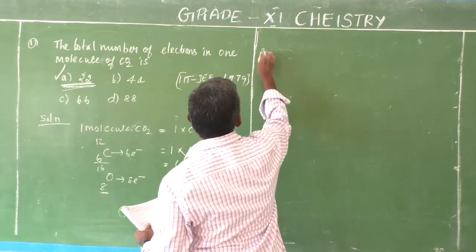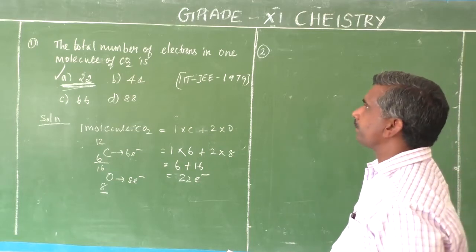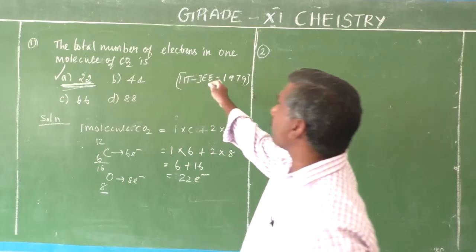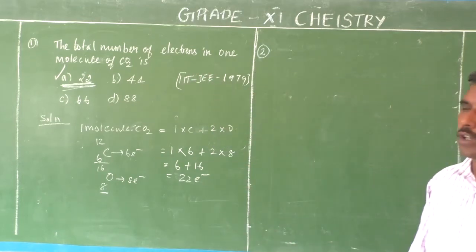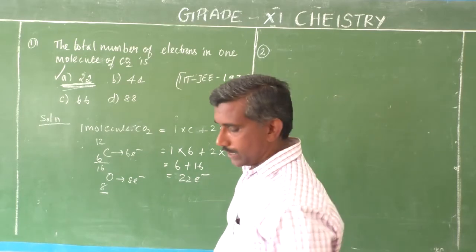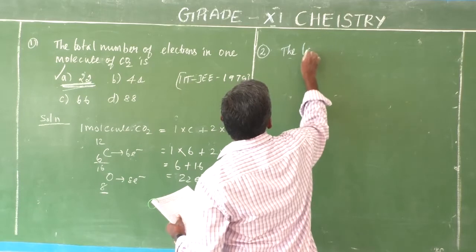I will deal with only 2 or 3 questions, maximum 2 questions. This is an IIT problem. Total number of electrons in one molecule of carbon dioxide: how many electrons are present? Second question: the largest number of molecules.